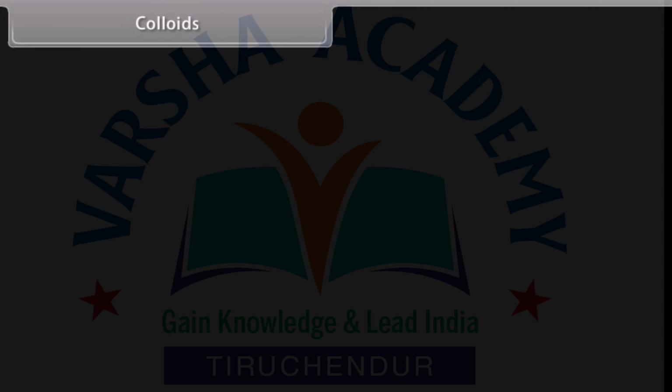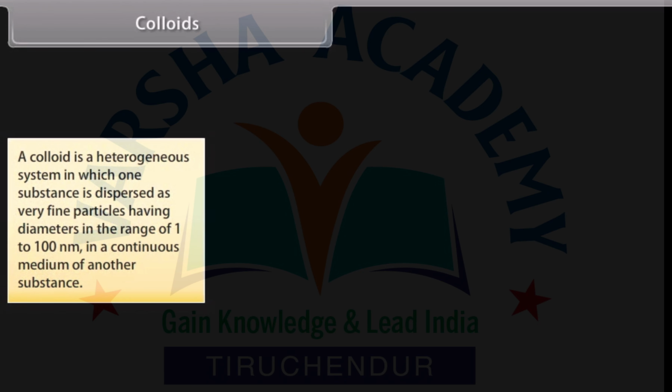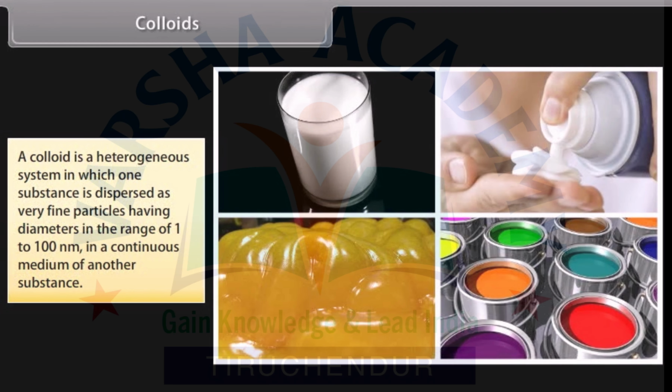Colloids. A colloid is a heterogeneous system in which one substance is dispersed as very fine particle having diameters in the range of 1 to 100 nanometer in a continuous medium of another substance. For example, milk, shaving lather, jelly, and paint. A colloidal solution is heterogeneous in nature and always consists of at least two phases, the disperse phase and the dispersion medium.